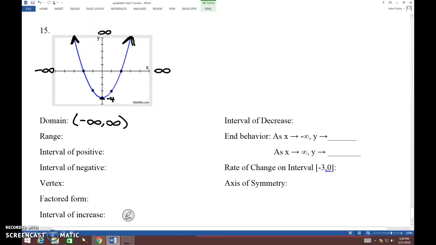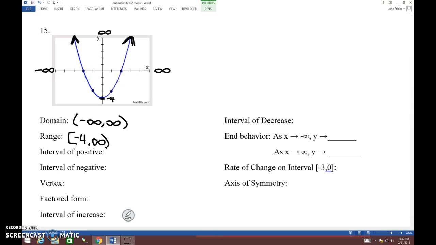So the way we write the range, since it's equal to negative 4, is bracket, which means equal to, negative 4, comma, infinity. And then that just means that it starts lowest at negative 4, and then the highest it can reach is positive infinity.